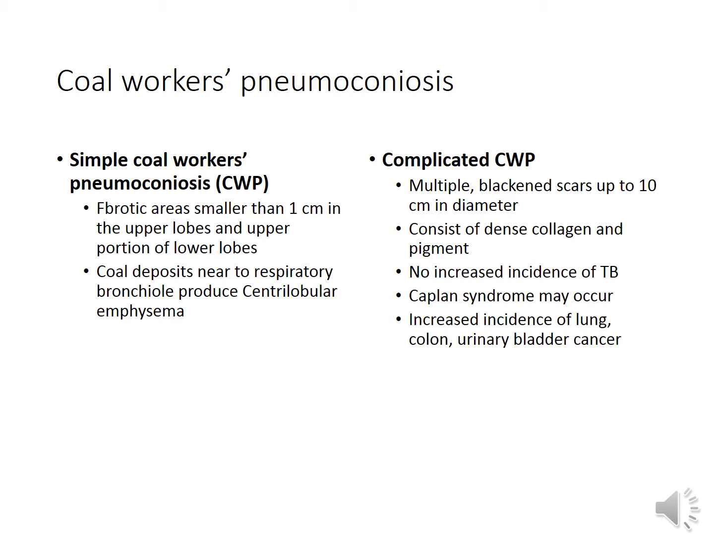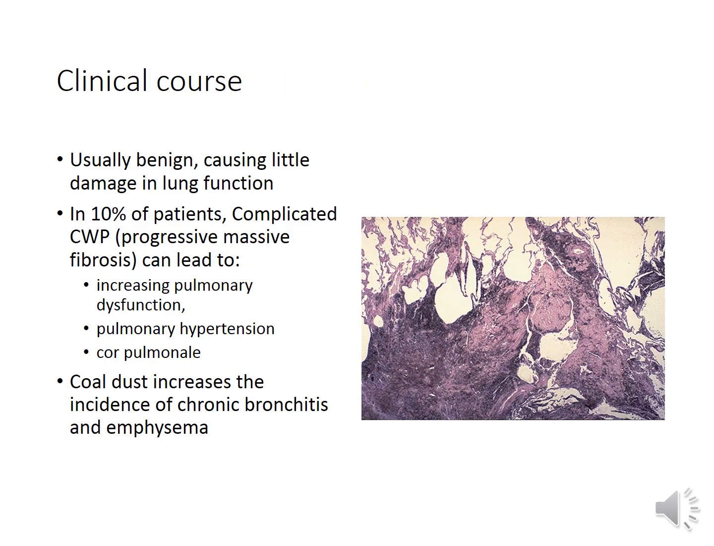Kaplan syndrome may occur. Kaplan syndrome, also known as rheumatoid pneumoconiosis, is the combination of seropositive rheumatoid arthritis and a characteristic pattern of fibrosis. There is increased incidence of lung, colon, and urinary bladder cancer. Coal worker pneumoconiosis usually produces a benign clinical course, causing little damage in lung function. However, in 10% of patients, complicated coal worker pneumoconiosis can lead to increased pulmonary dysfunction, pulmonary hypertension, and cor pulmonale.